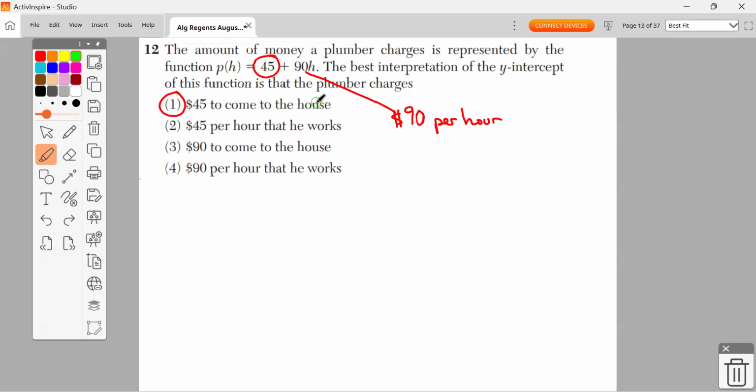We always multiply the amount of money that they're making per hour times the number of hours. But then there's normally some set fee, like a coming to your house fee, or some other fee, maybe for supplies or something like that. But that 45 would be good for coming to the house. It wouldn't be per hour that he works. We always multiply the amount per hour times the number of hours, and we're not multiplying that 45 by anything.